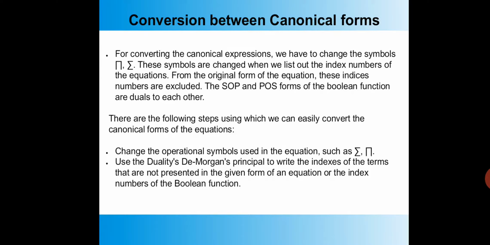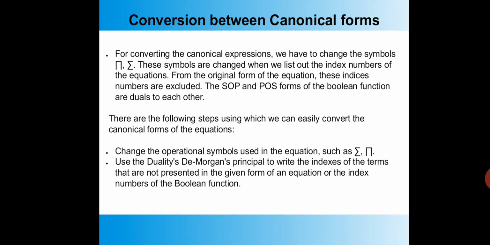The SOP and POS forms of the Boolean function are duals to each other. Now what is SOP and POS? SOP is nothing but sum of product, and POS means product of sum. These two are the forms. I have already explained what SOP and POS are in the previous videos: product of sum and sum of product.